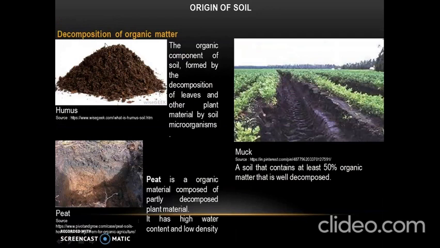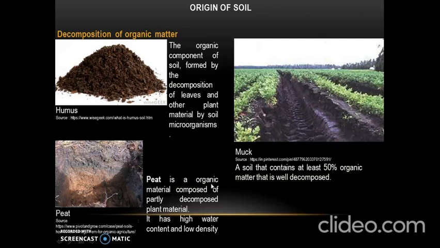Next is the formation of soil due to decomposition of organic matter. So due to decomposition of organic matter, there will be formation of humus, peat and muck. The organic component of soil formed by the decomposition of leaves and other plant material by action of soil microorganisms is nothing but the humus.